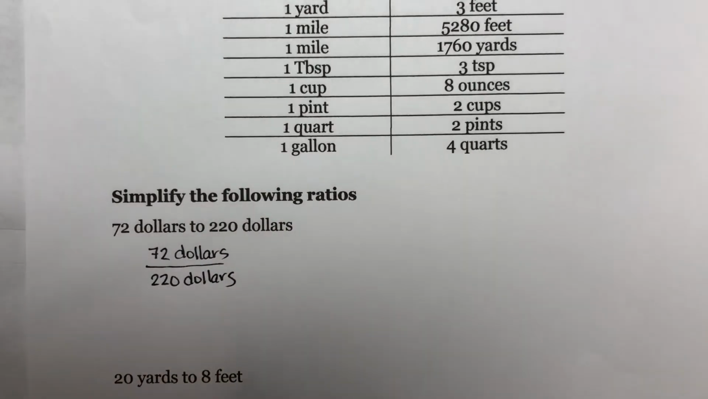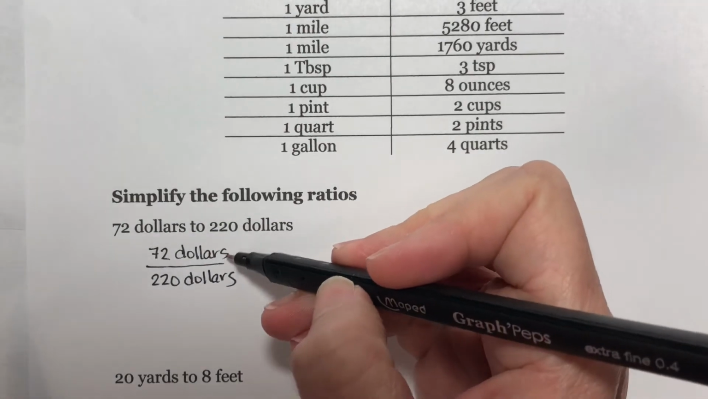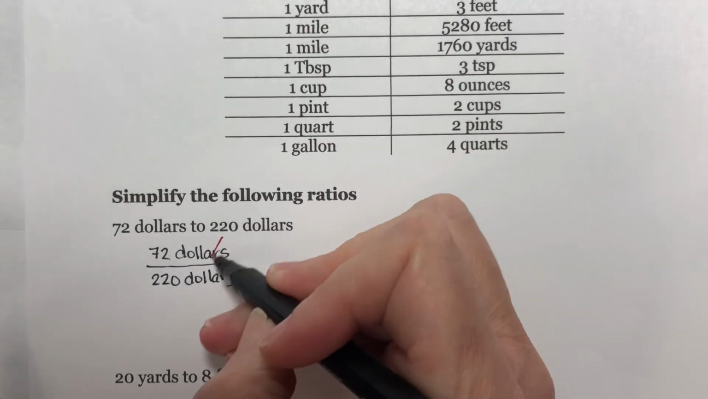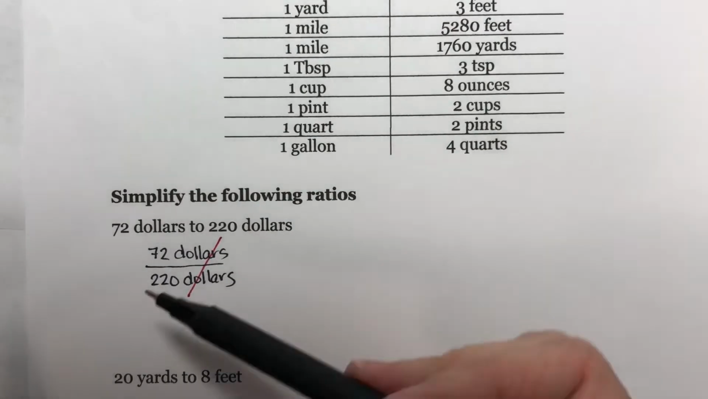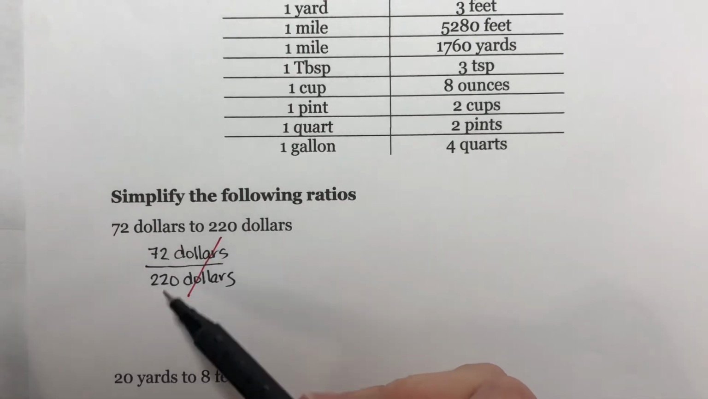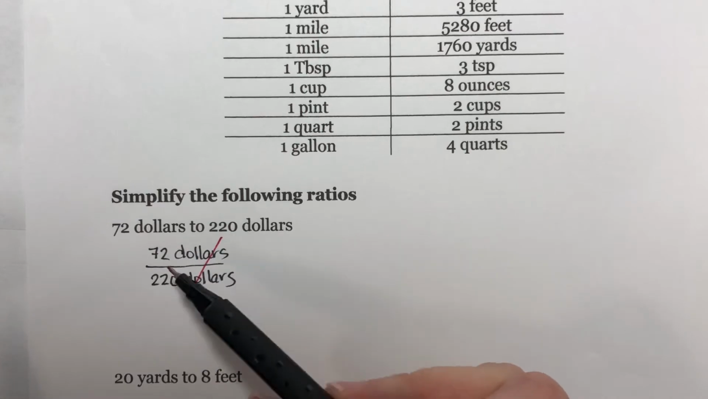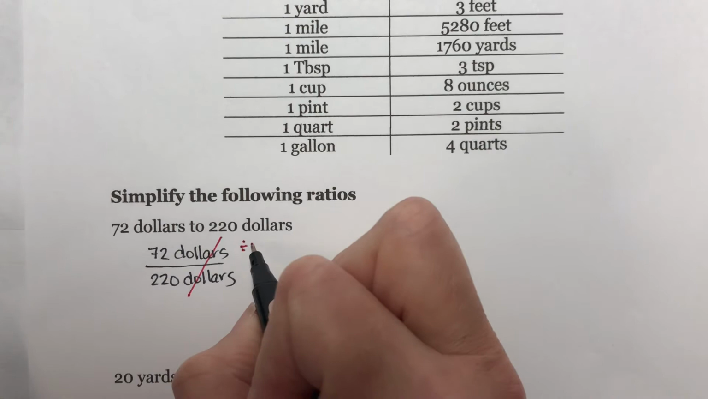I want you to go ahead and get in the habit of writing the units. Because you can see here, if we have dollars on the top and dollars on the bottom, we can think of those as canceling out, as if they divided out of the fraction. Now I have 72 over 220. I need to reduce this. Maybe I don't see the largest thing that divides into them right now, but they are both even numbers, so I can divide both of them by 2.